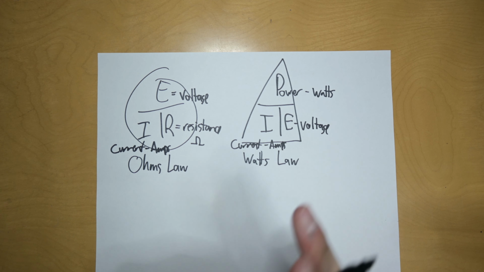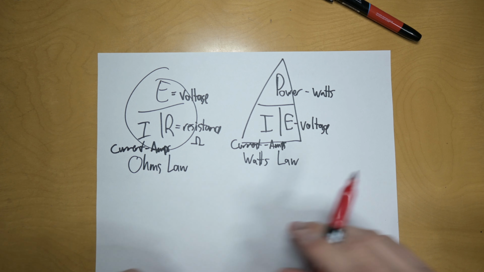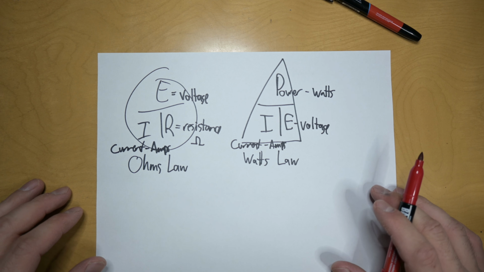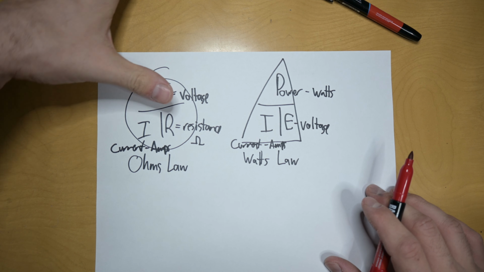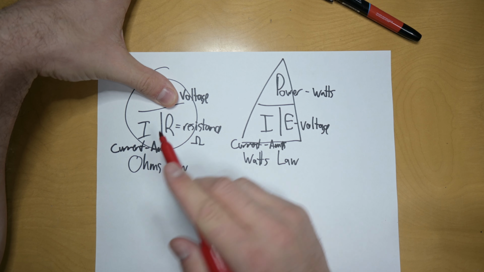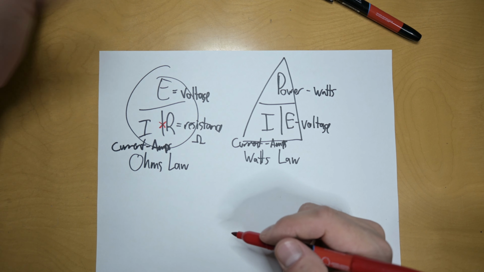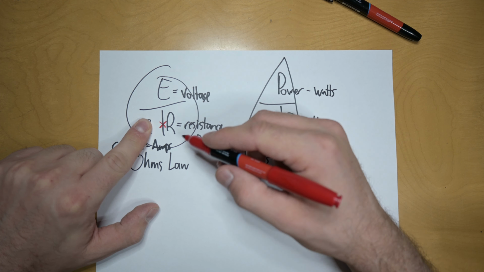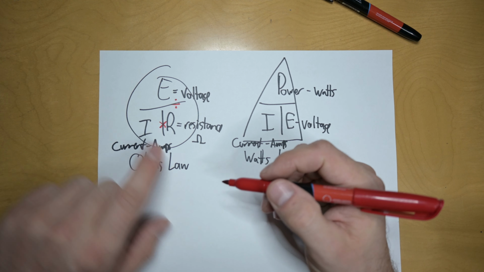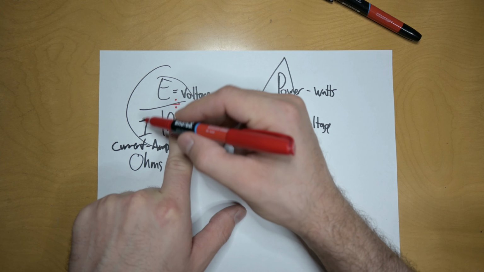And these nifty little formulas, the way that they're drawn, work quite nicely to help you determine whether or not you need to multiply or divide to calculate for missing values. So if we are looking for our voltage, we would multiply our amperage by our resistance, and that would give us our voltage. If we're looking for our current, our amperage, we would divide our voltage by our resistance. If we're looking for resistance, we divide the voltage by the current.